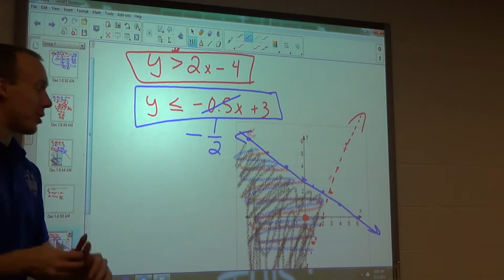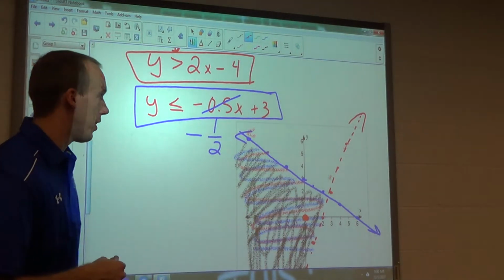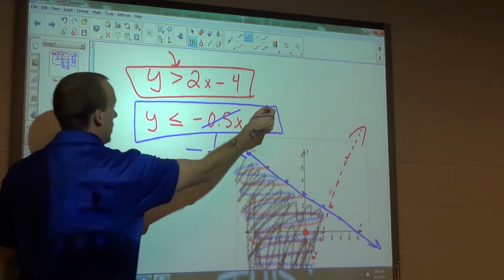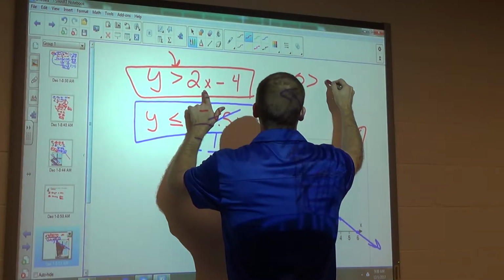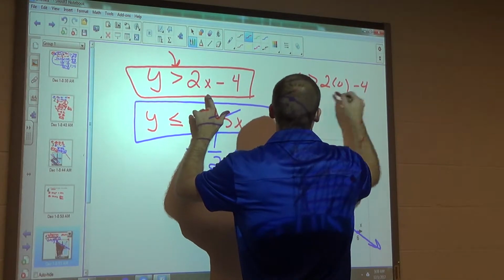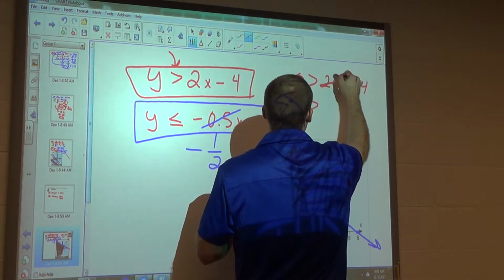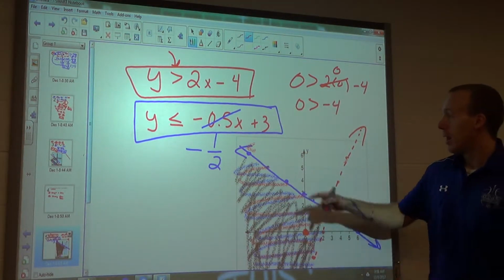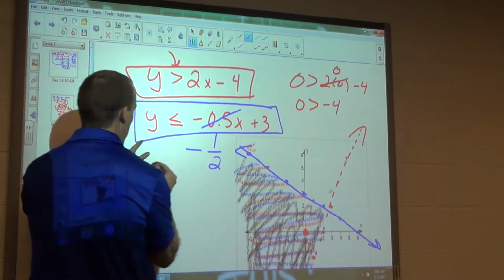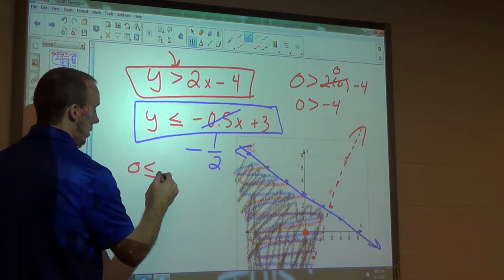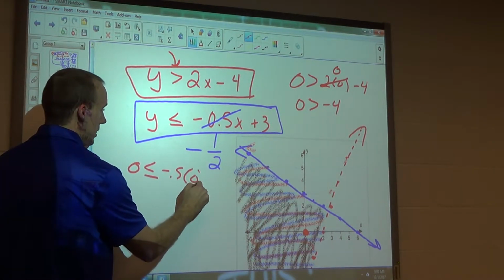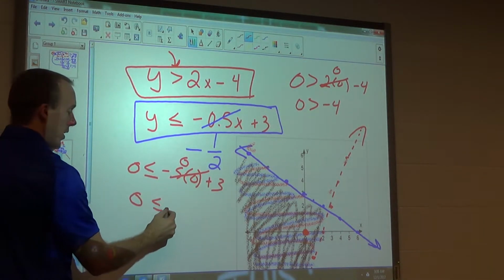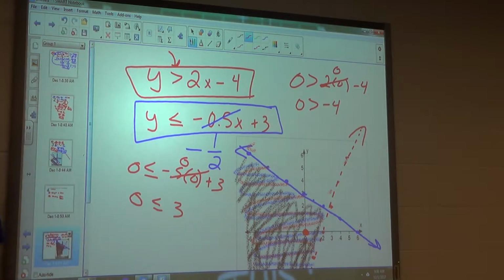Okay. So we can pick any point on this graph that's in that shaded area and test it, and it would work out. If I plug in 0, 0 for both of these, it'd be 0 is greater than 2 times 0 minus 4. That's 0 greater than negative 4? Yep. And if I plug 0 into this equation, it'd be 0 is less than or equal to negative 0.5 times 0 plus 3. That turns to 0 is less than or equal to 3? Yes, so they're both true.